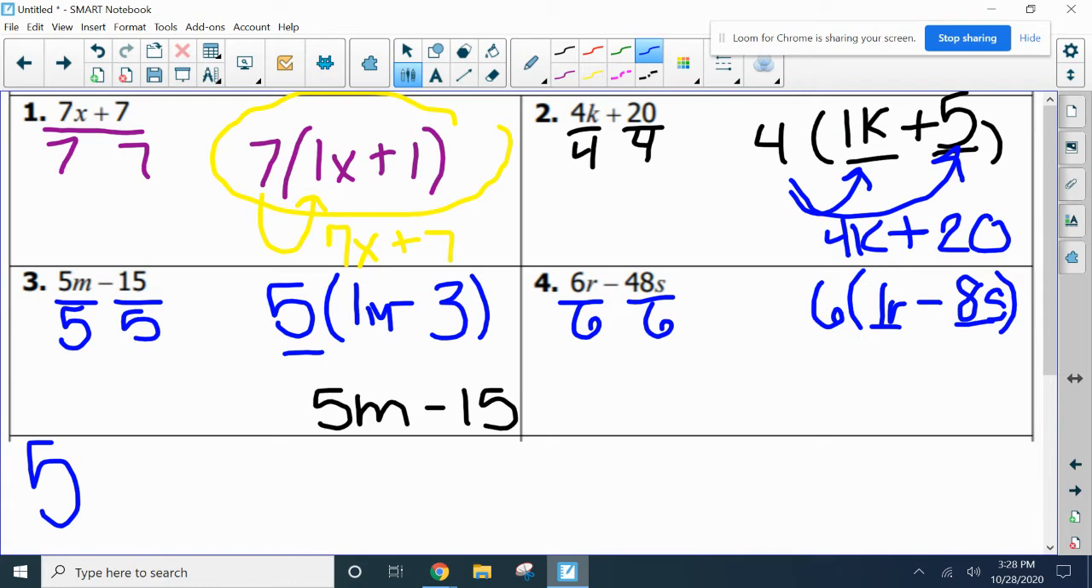Leave our S. And then if I wanted to go back and check it, I know 6 times 1R is 6R. Bring down your minus, and 6 times 8S is 48S. And that is the same thing as we started with, so we know we've done it right.